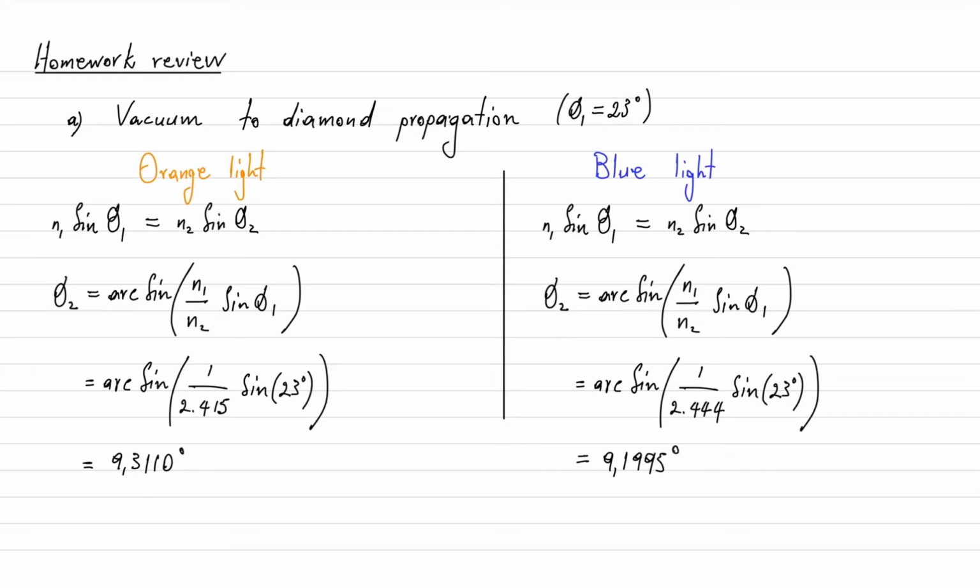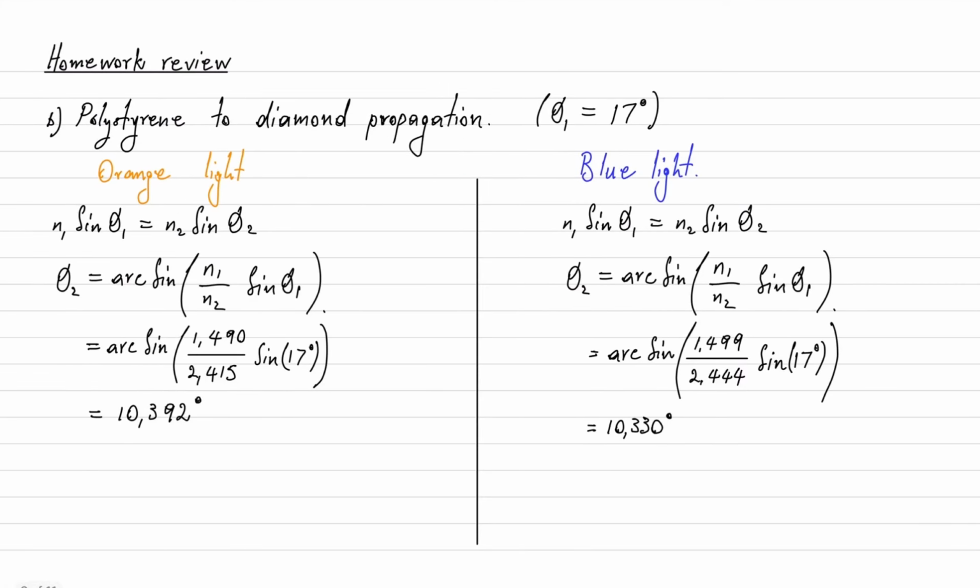This is a good data point for us. Let's go on to the second one to see if this is true generally. The second situation was where the light beams were no longer moving from a vacuum, but this time they were moving from polystyrene to diamond. This time around, the angle of incidence is 17 degrees. And again, performing the same calculation, we found that for orange light, the angle of refraction was given by 10.392 degrees.